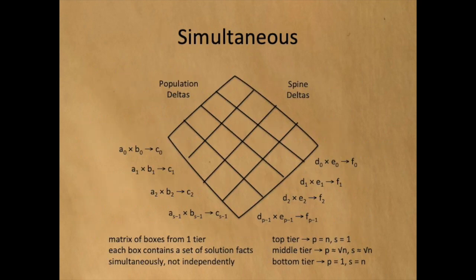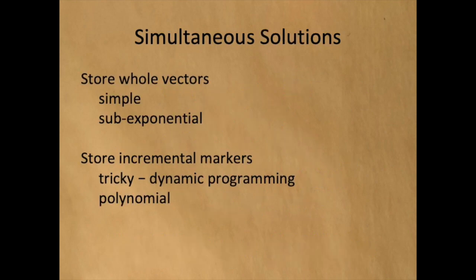The problem with simultaneousness is this. The population deltas and the spine deltas for each node are not independent of each other. Whatever population delta is chosen in each row must match all of the spine deltas chosen in the columns. So the population deltas and the spine deltas are shared in a complex web of connections. We know of two ways to solve the problem.